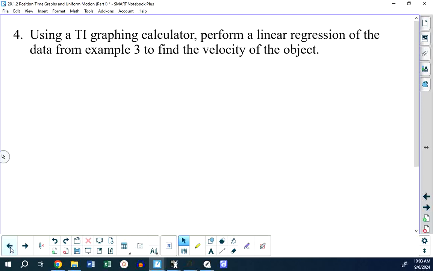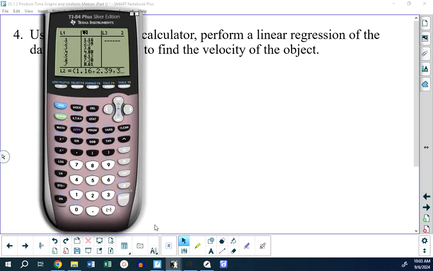If it looked like something else, you'd do a different regression. So you don't need to do this because you know it's linear, but I want to show you what your calculator is capable of. Go into y equals and make sure that you don't have anything in there. Okay? So if there's stuff in there, clear it out. Because what we want to do is graph this data.